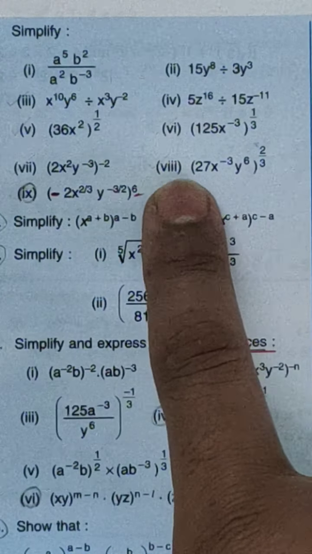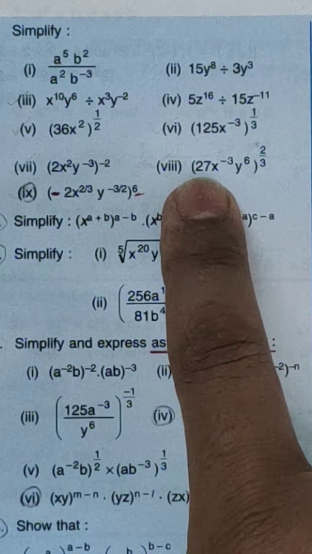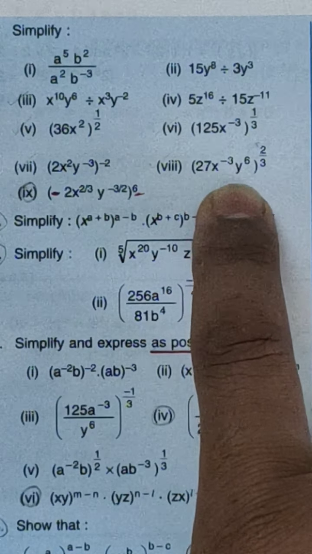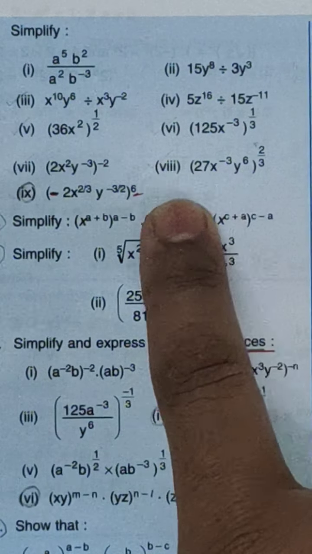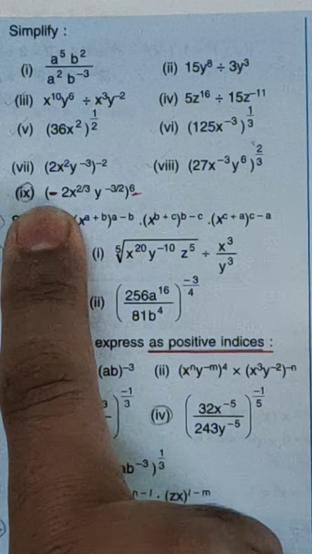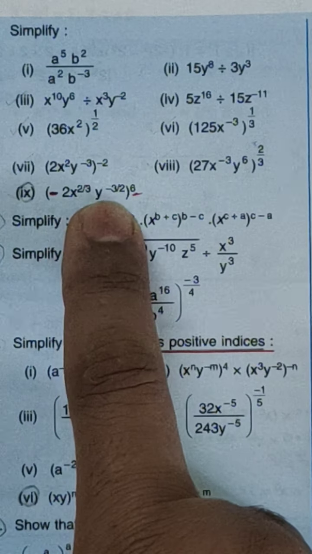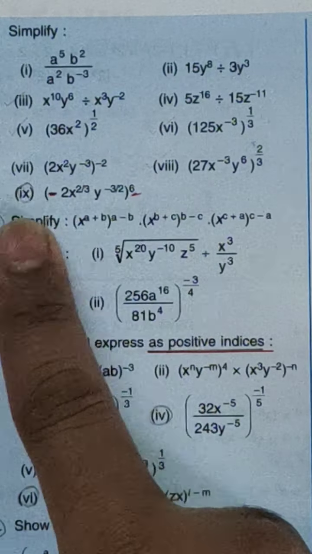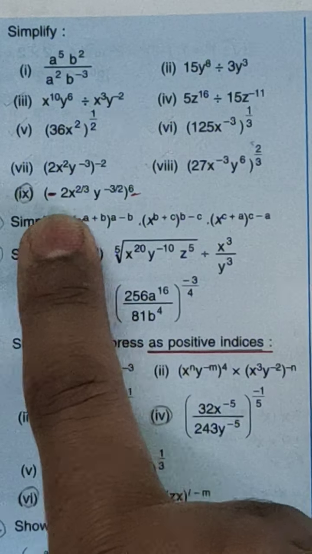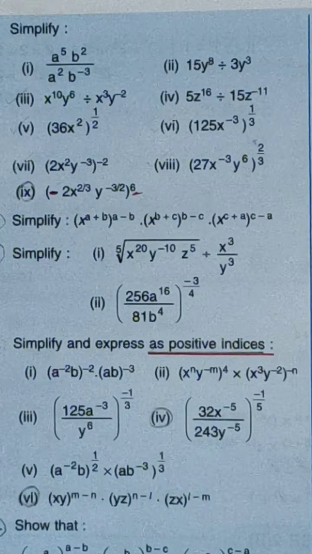This 2 by 3 belongs to all the three numbers, which is there for 27 x to the power of minus 3 as well as y to the power of 6, and solve it. Here in the ninth one, (minus 2 x to the power of 2 by 3 y to the power of minus 3 by 2) whole to the power of 6. So let us see how we can solve this.